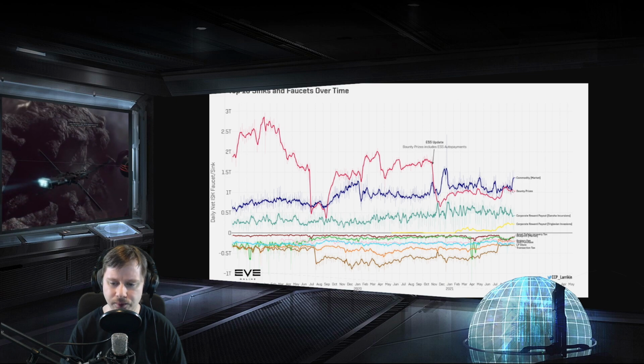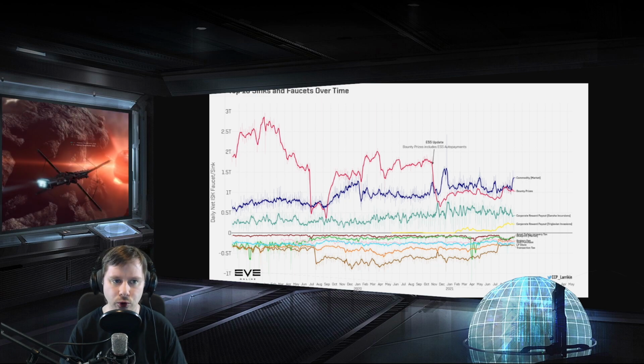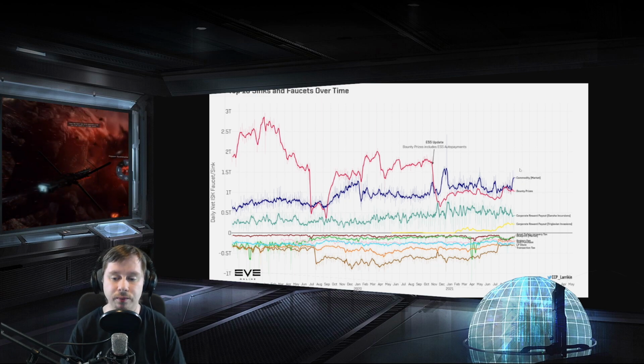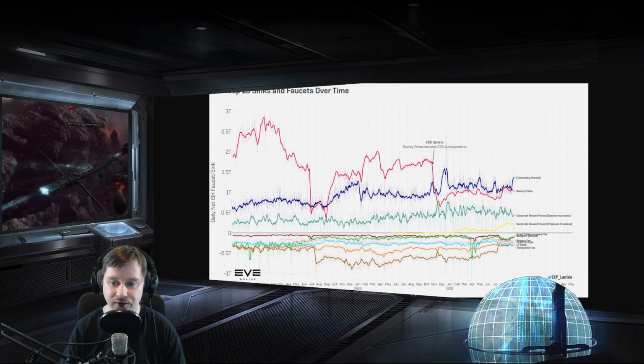And then the bounty prizes. Oh, so commodity markets, actually no, that's going to be more than just blue loot. It's going to be blue loot and also the spike of the Overseer effect. So that's a lot of creation, and then bounty prizes creating a lot of ISK as well.